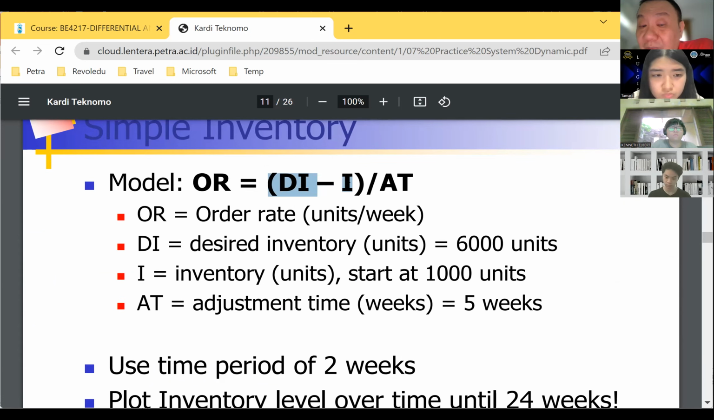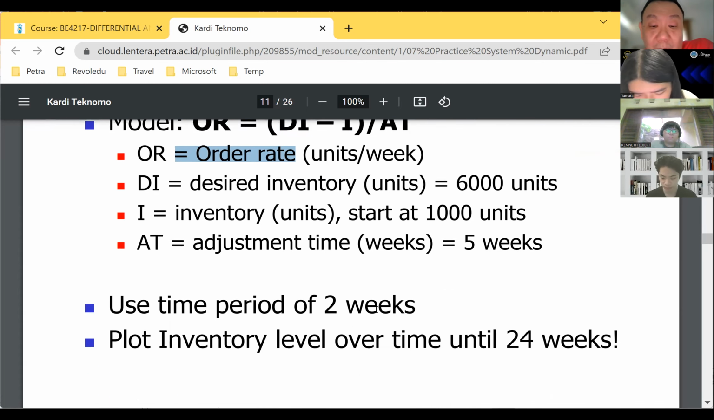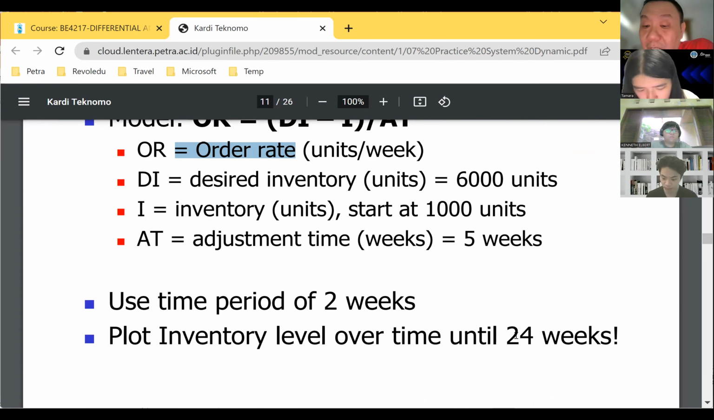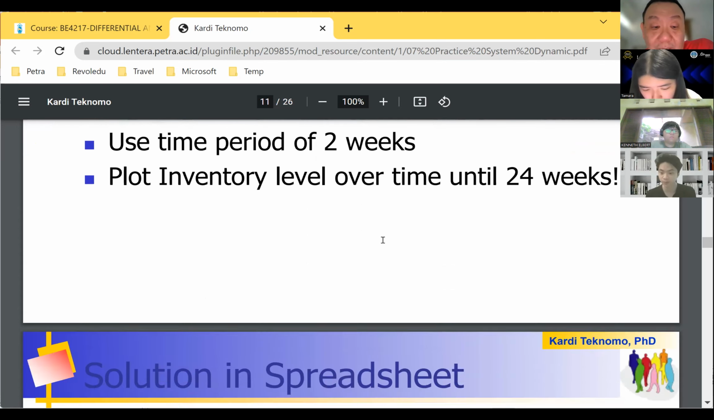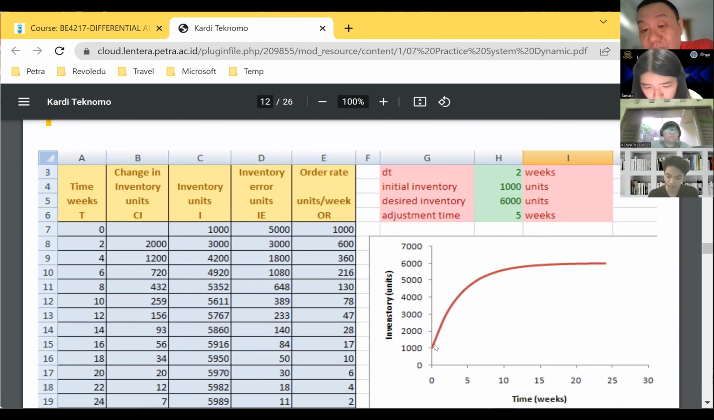When you put a negative value here, what you will have is the discrepancy, the one that I talked about a while ago. From there, you create the order rate. The action is the order rate, this is the decision. Again, you use a time period of 2 weeks, and plot until 24 weeks. Now you will see the plot is like this, stabilized, because this is a negative feedback loop.